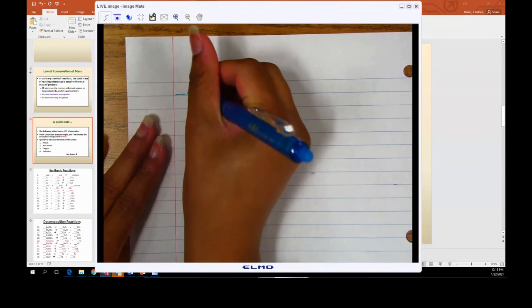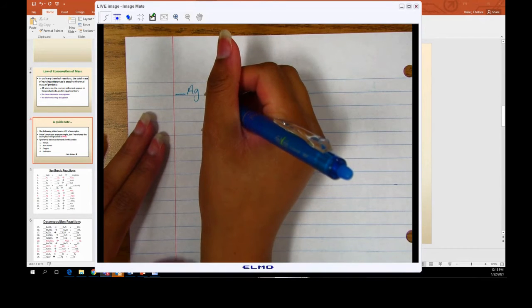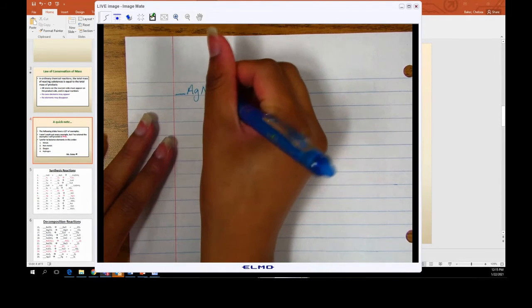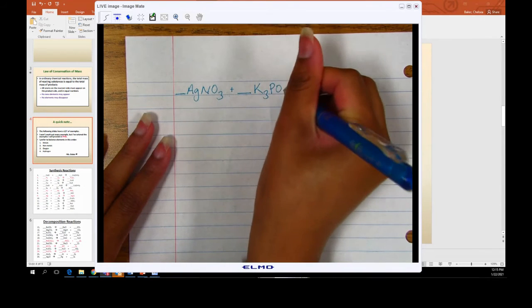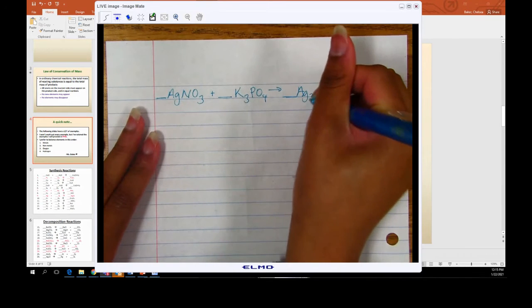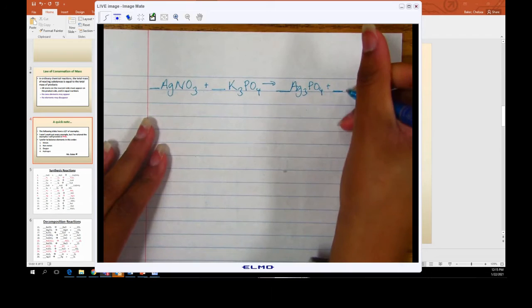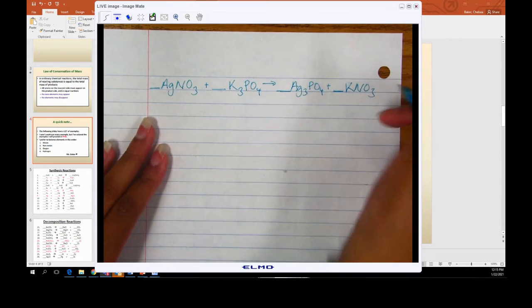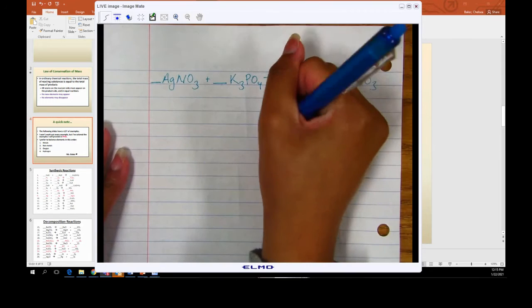We can use that to simplify how we're going to do our balancing. So let me rewrite this on this page here. So we've got silver, I want to say this is silver 1? It doesn't really matter. This is silver nitrate, AgNO3, and potassium phosphate, K3PO4, yields Ag3PO4, silver phosphate, and potassium nitrate, KNO3. I've got my reactants, my products. I'm going to draw a line down the center.